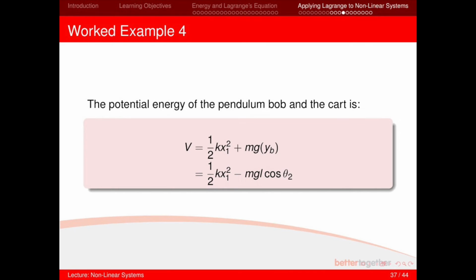Fortunately, V is a little bit easier. There's no potential energy attached to the mass except for the spring, so we have to include that. And obviously mgh is the gravitational potential energy to do with the pendulum, which, as we saw before, is minus mgl cosine of theta 2.